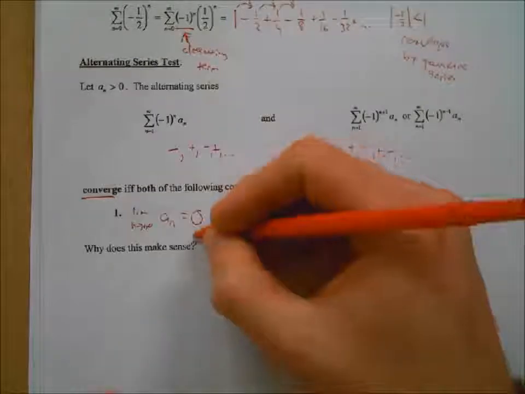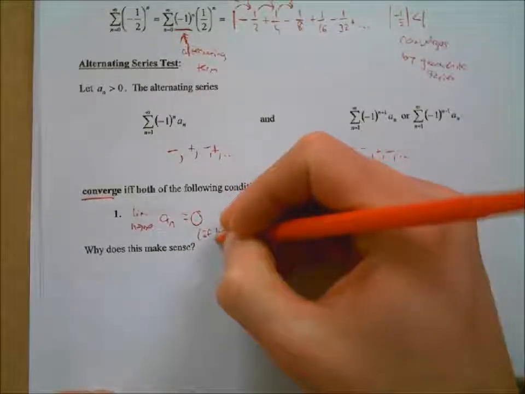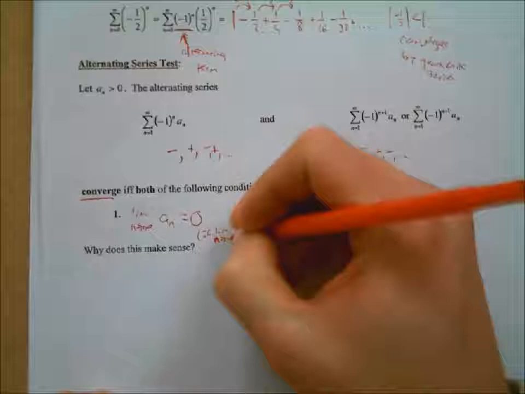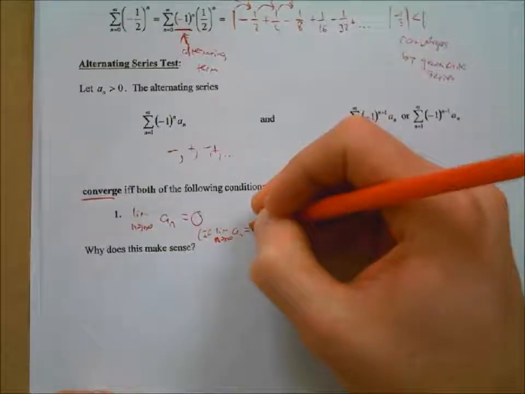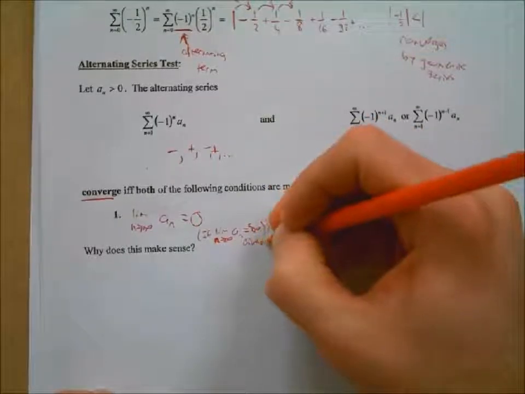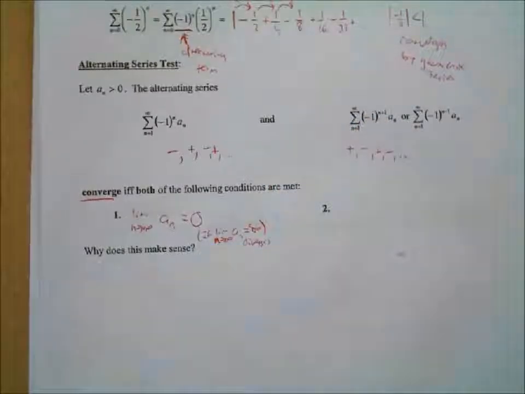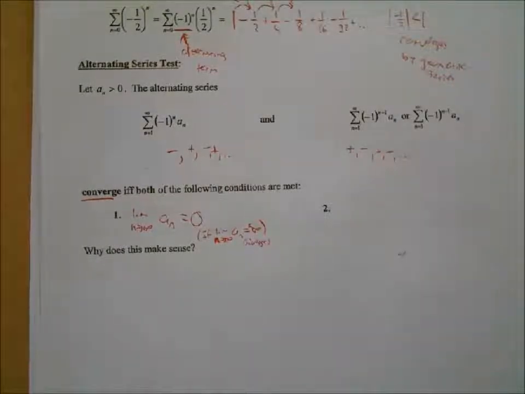So if the limit as n approaches infinity of a sub n goes to plus or minus infinity, then we know it diverges. I want to be careful, because if the limit as n approaches infinity of a sub n is a finite number, it still might converge, because of the alternating piece.